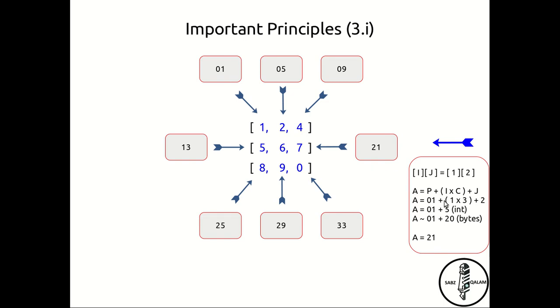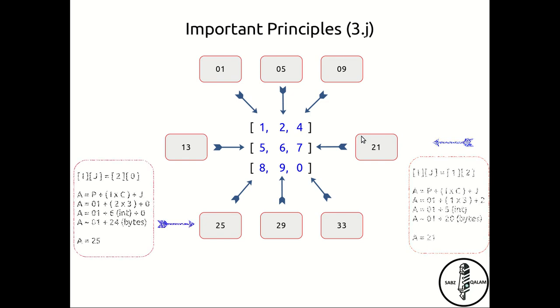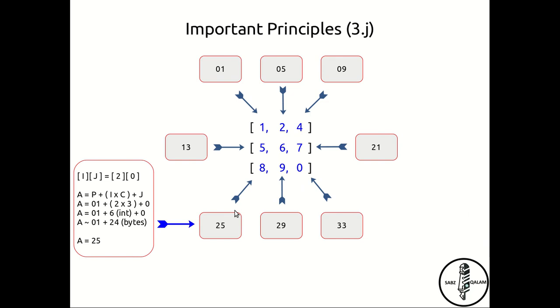So 0 1 plus 1 times 3, because there are 3 columns, plus 2, that's 3 plus 2 is 5, and 5 times 4, because every integer occupies 4 bytes, it's 20. So 1 plus 20 is 21, right? And as the last example, let's do this again. So this is just to explain to you that this is the formula that we are really going for.